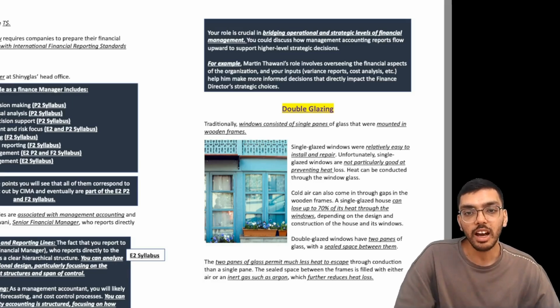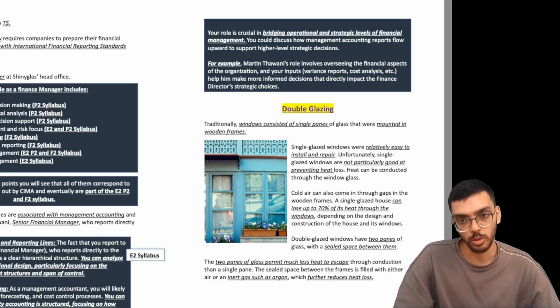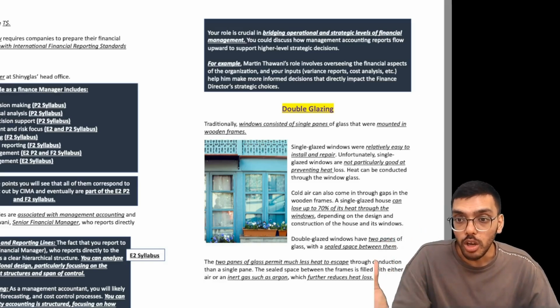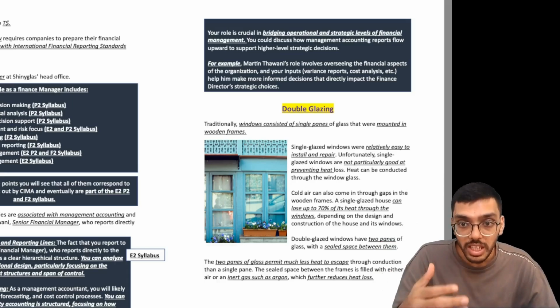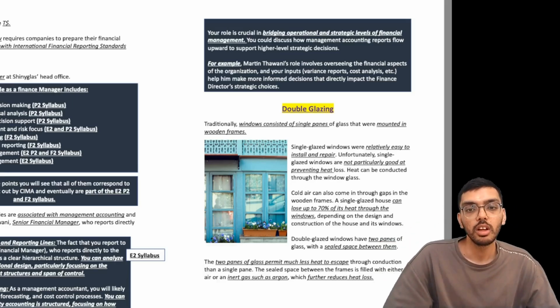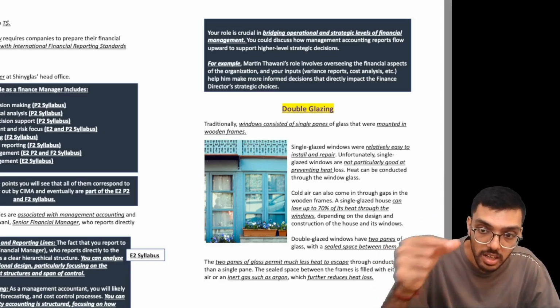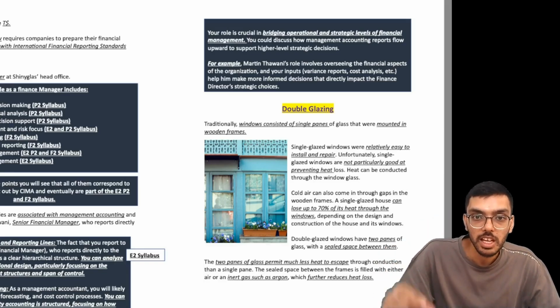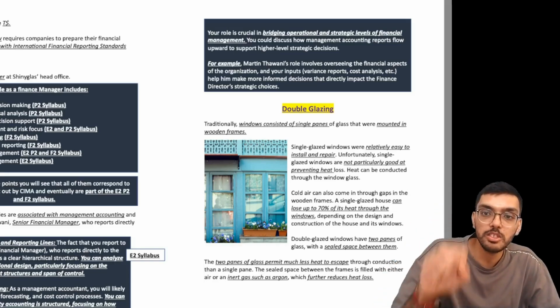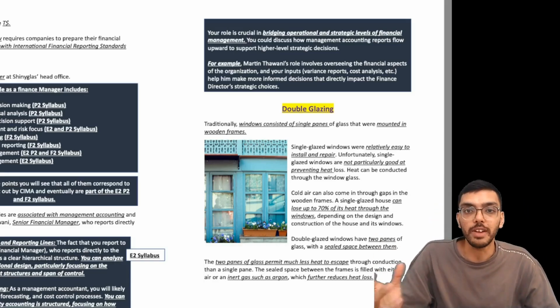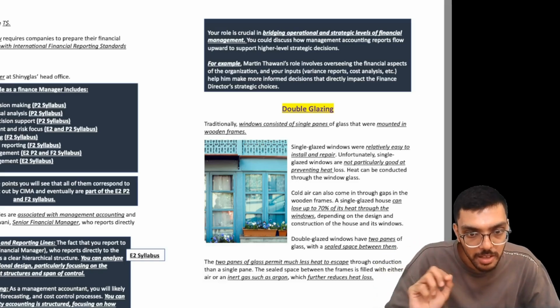A single glazed house can lose up to 70% of its heat through the windows. Depending on the design and construction of the house, 70% can be lost. So it's a huge loss of heat in cold countries. Double glazed windows have two panes of glass with a sealed space between them. So single glazed had these problems. So there was a new innovation called double glazing.